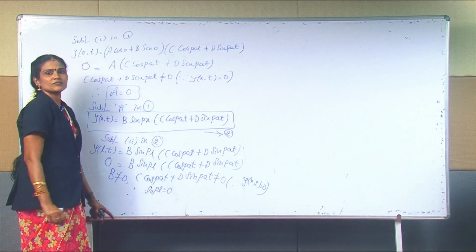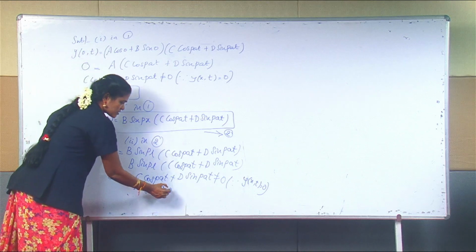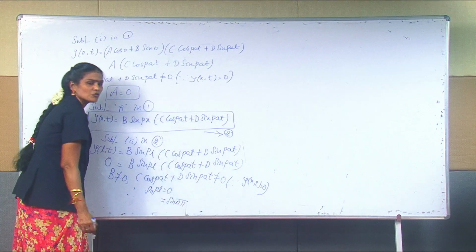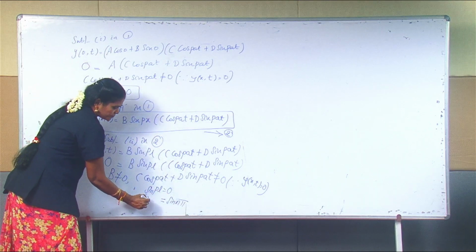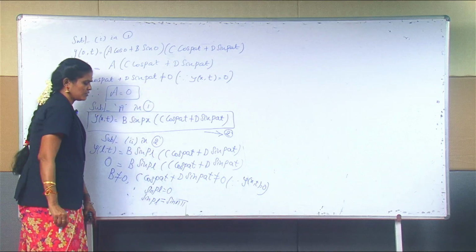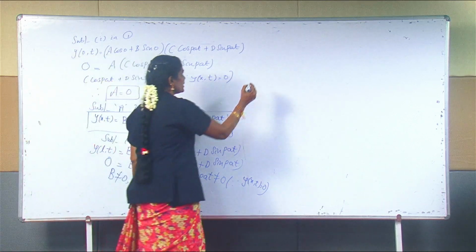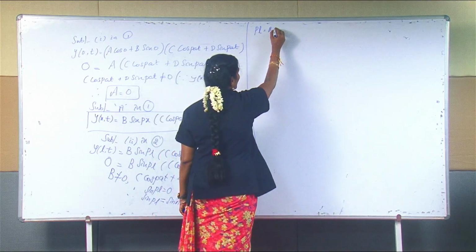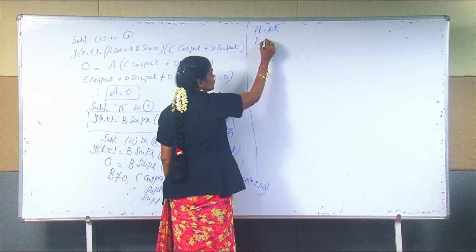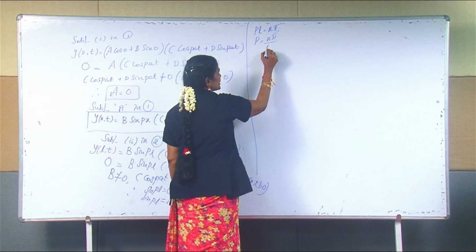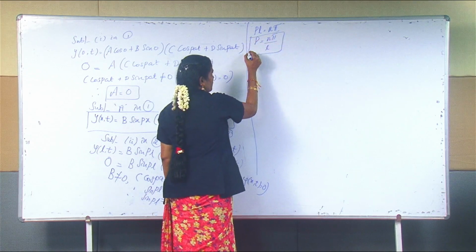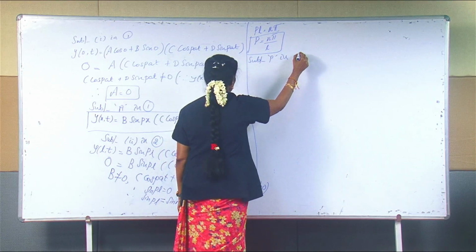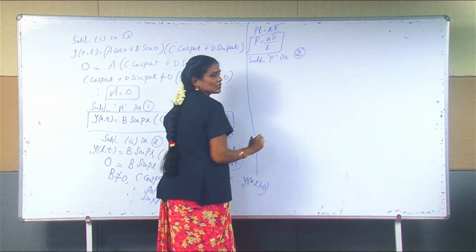Sin pL is 0 means we can equate this 0 as sin n pi, because sin n pi is always 0. So, sin pL equals sin n pi, so pL equals n pi. We can calculate the value of p, it is n pi by L. Now, substitute your p value in the previous general solution, that is, substitute p in equation 2.